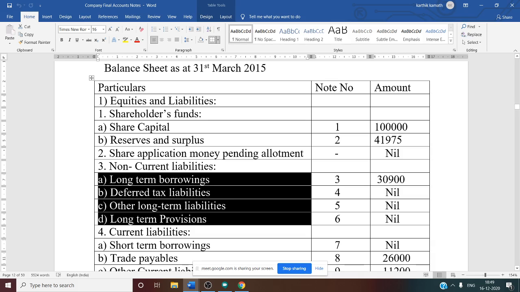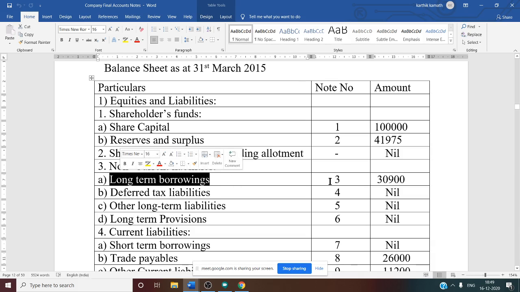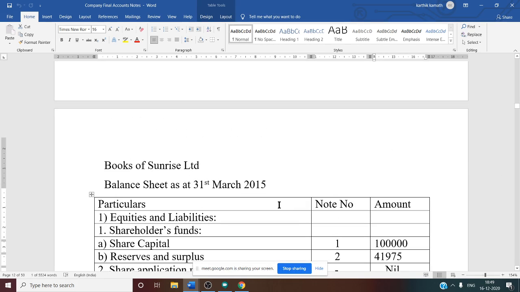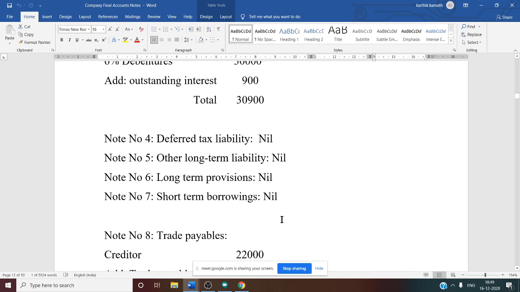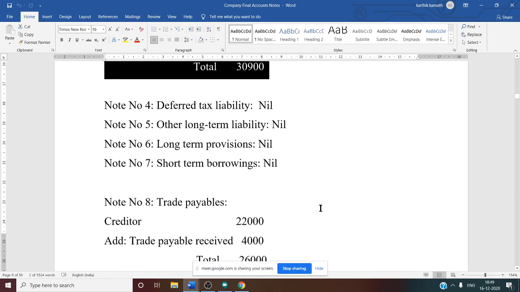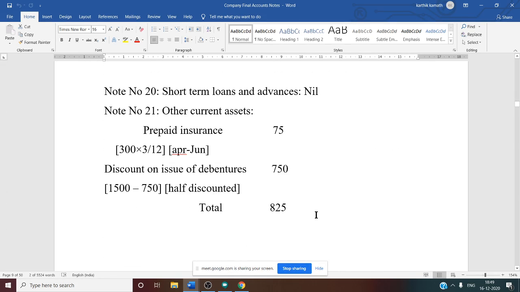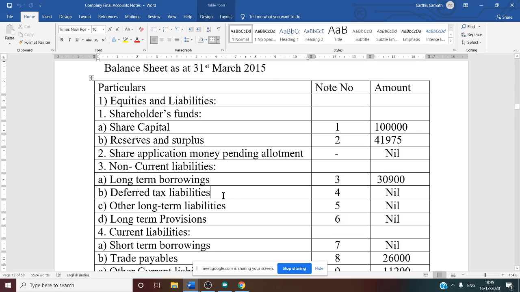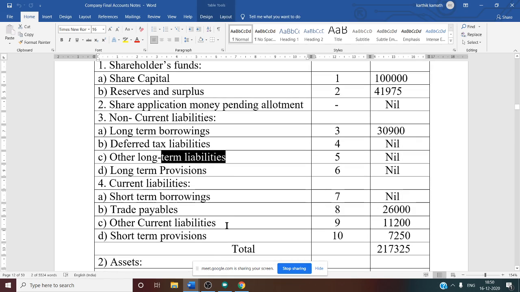So now long-term borrowing. In long-term borrowing, there is the debenture plus its outstanding interest. So the total you can see in the working note. See this, like this you have to do. Write the heading and you have to see the working note answer. See this, 30,900 long-term borrowing. The same answer you have to write here in the final format. 30,900 is written. Then deferred tax liability, not there, nil. Other long-term liability, not there, nil. Long-term provision, working note 6, nil.